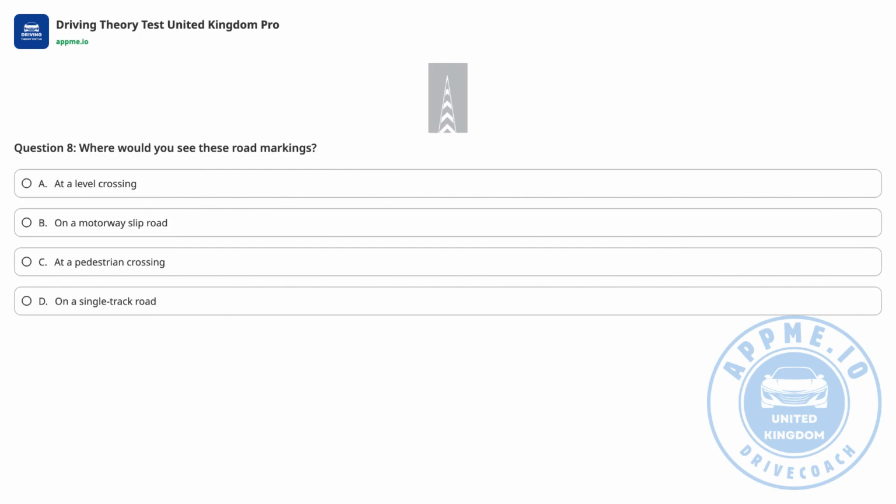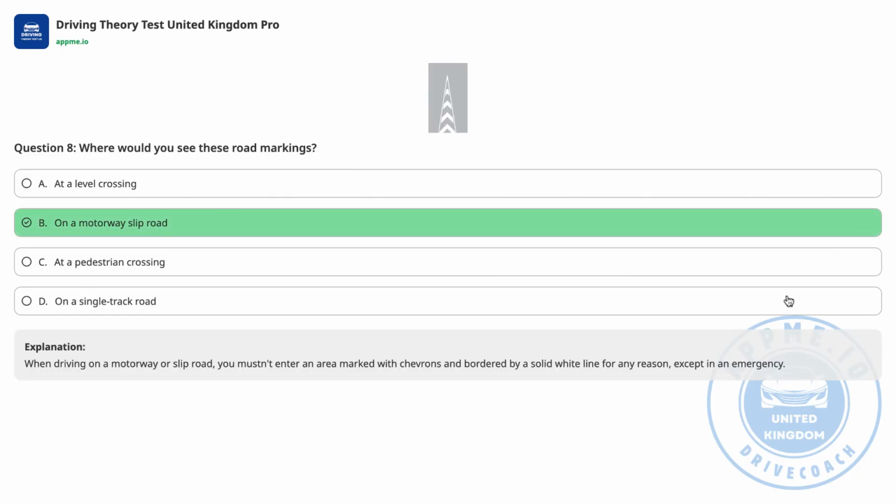Question 8. Where would you see these road markings? A. At a level crossing. B. On a motorway slip road. C. At a pedestrian crossing. D. On a single-track road. The correct answer is B.